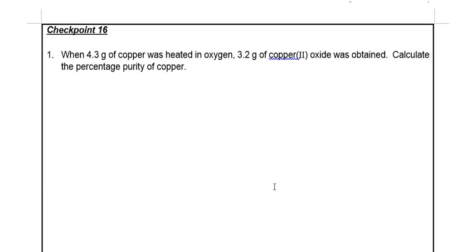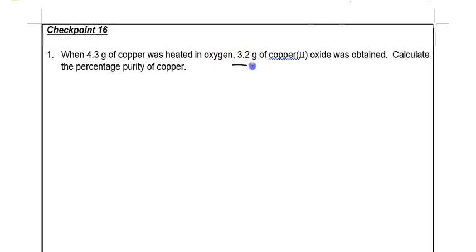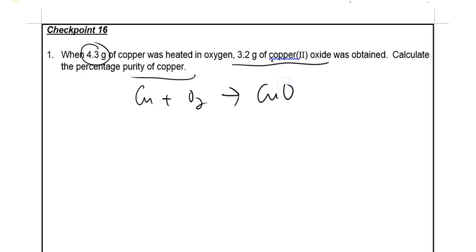Question number 1. 4.3 grams of copper was heated in oxygen, and I have 3.2 grams of copper oxide obtained. What is the percentage purity of copper? So based on this, we know that the copper is not pure already. Equation wise, copper plus oxygen gives me copper oxide. Balance the equation, 2 here and 2 here. So I have 3.2 grams of copper oxide obtained, and I must calculate the percentage purity of copper.